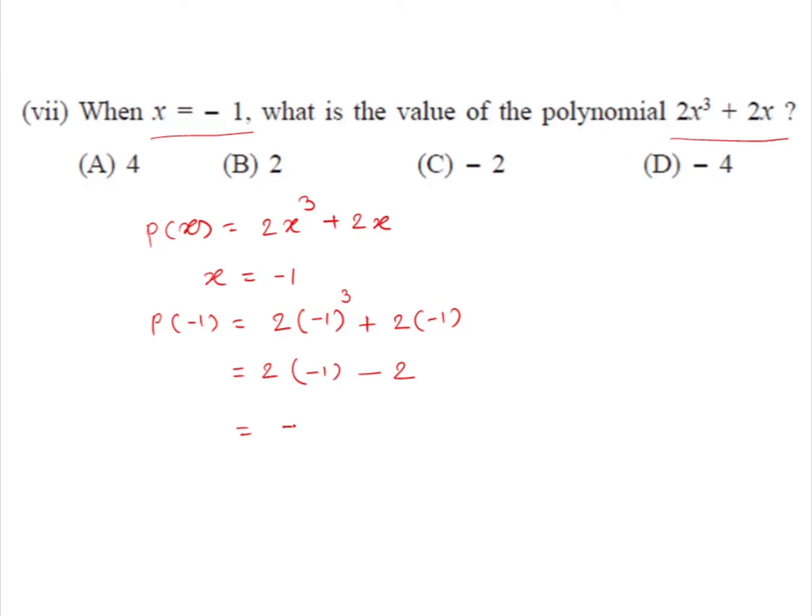2 into minus 1, that's minus 2, and minus 2 as it is. So minus 2 minus 2, that should be minus 4, which is given at option D. So option D is the correct alternative.